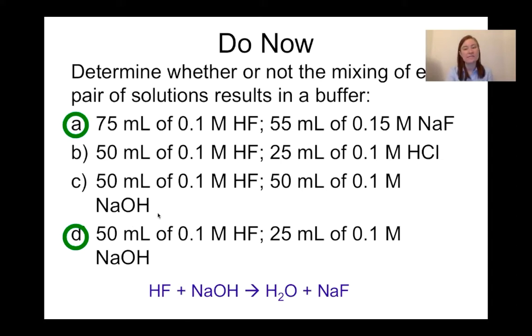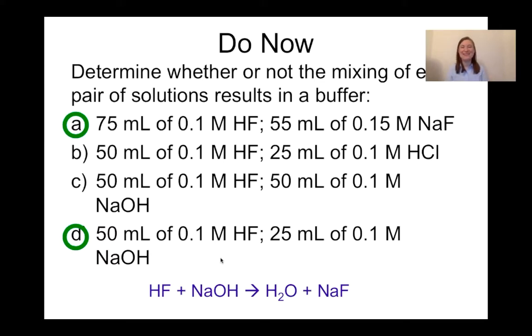However, if we look at answer choice D, we've got half as much sodium hydroxide as we do HF. So what's going to happen is this reaction is going to happen, but sodium hydroxide is going to be limiting. And so we're going to end up reacting half of the HF to make NaF, but the other half of the HF is in excess, and so it's going to be left over. And so what's going to happen is we're going to end up with a solution that has roughly equal amounts of HF and NaF floating around. And so we've got our weak acid and its conjugate base, so this is a buffer.